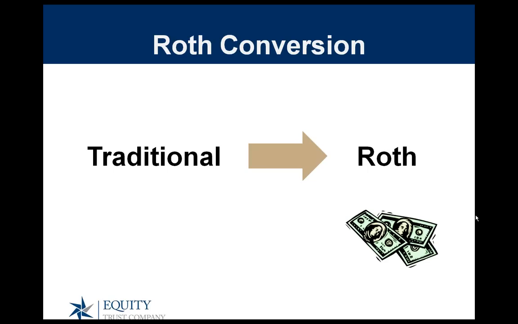Also, for those of you who currently have real estate or other alternative assets in your traditional IRA, you can convert these assets in kind to a Roth IRA. You may also convert a portion of a property or other asset from your traditional IRA to a tax-free Roth IRA.